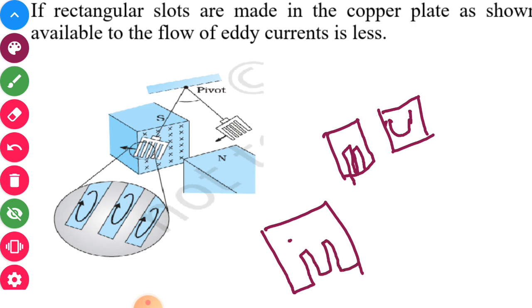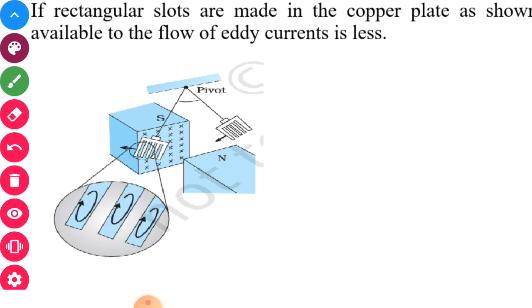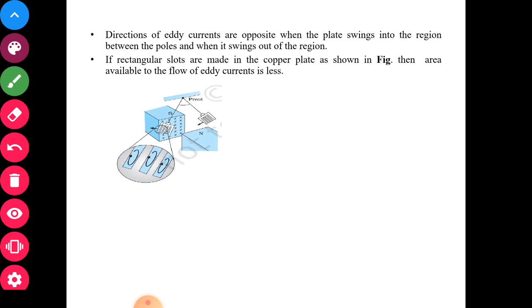Now the current, which is beginning, has to go this way. Okay, so it has a longer path, which means the resistance offered will be larger. More the resistance, less the current. And the current loops are also becoming smaller. So its effect will be very less, or the effect of this eddy current can be minimized.